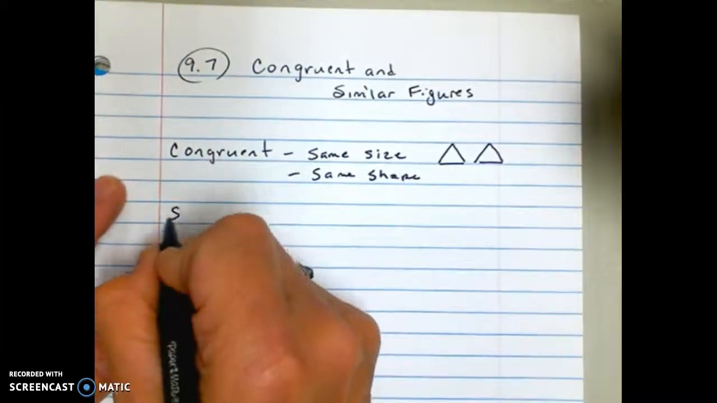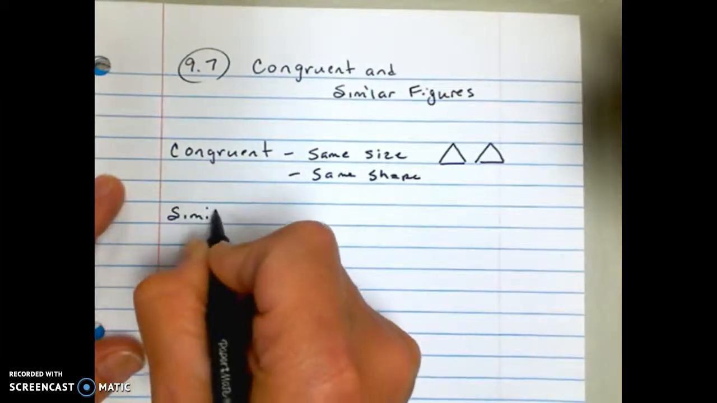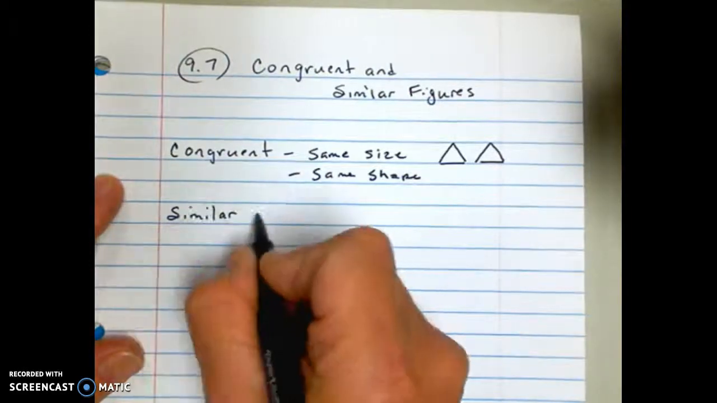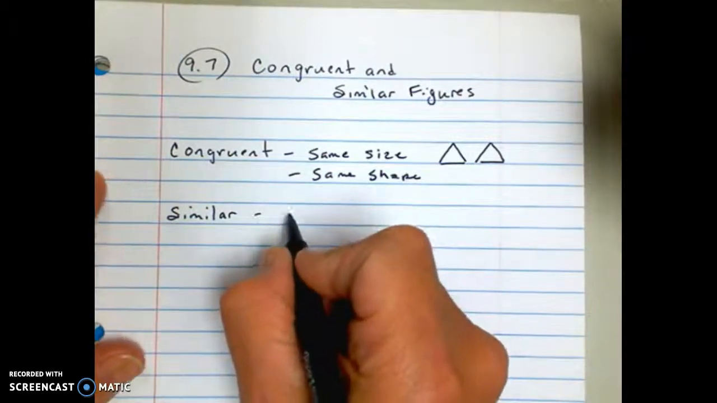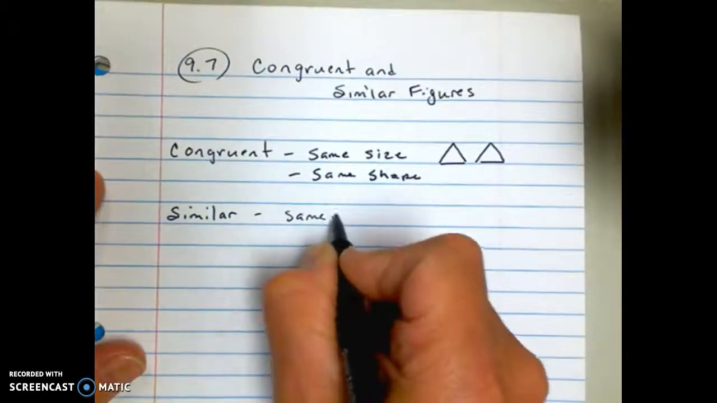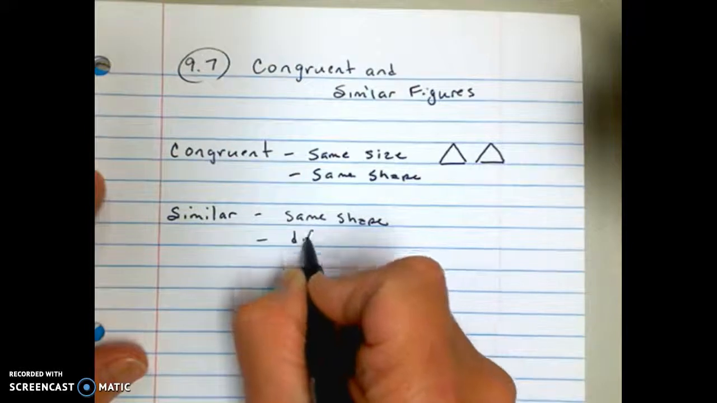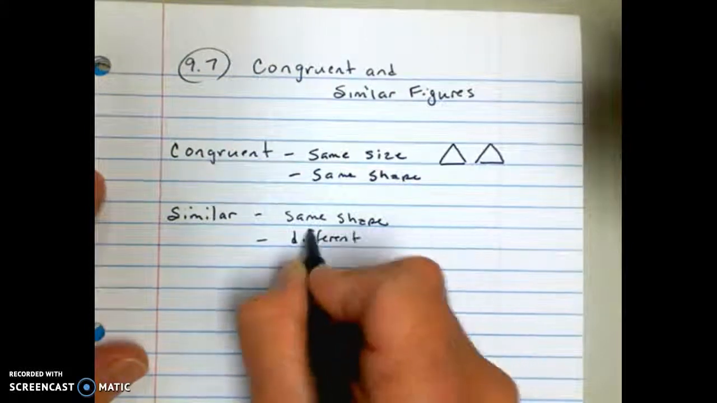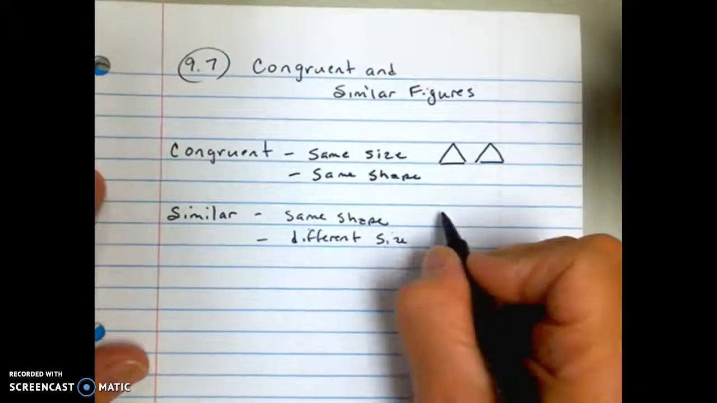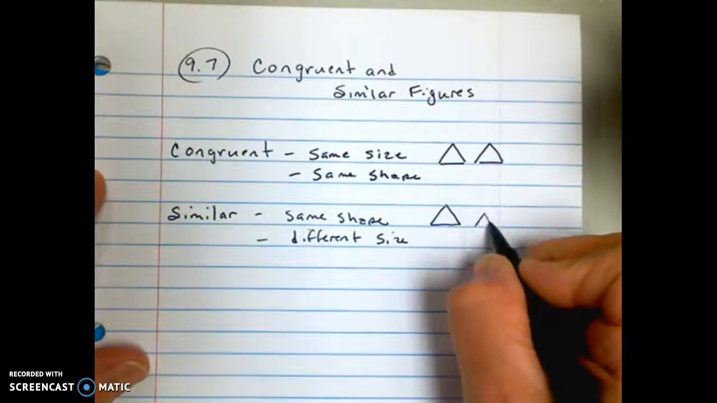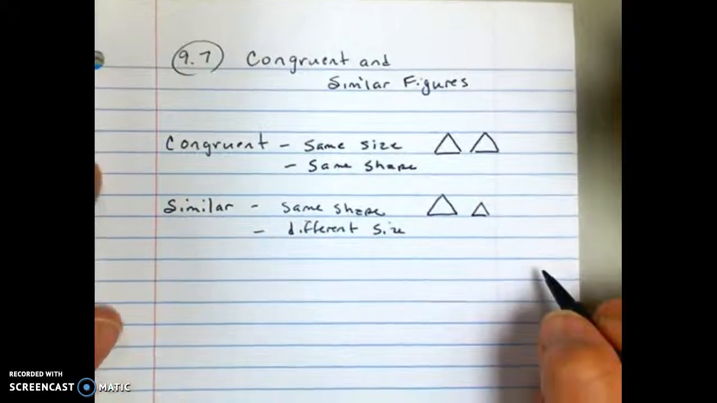Now similar is a little bit different. And we're talking about the same shape but different size. So if we had two triangles, the same shape of a triangle but a different size of a triangle, those would be similar.